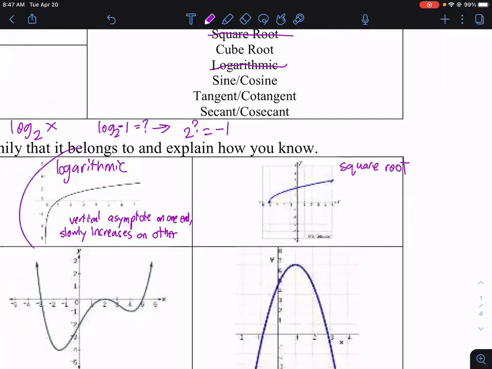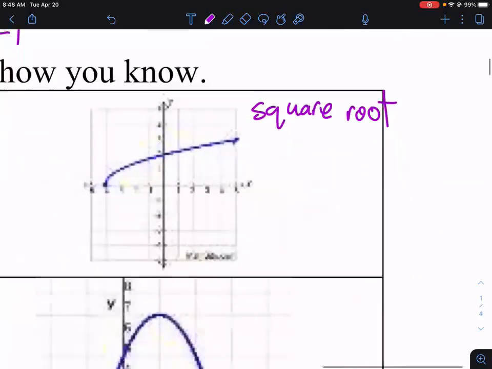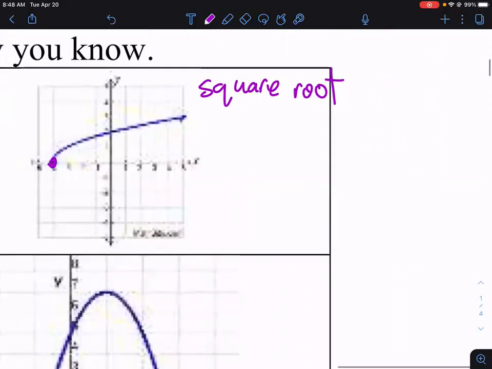People often mix up logarithmic and square root because they both slowly increase on one end. However, the key difference is logarithmic has a vertical asymptote on the other end, while the square root just has a single point. Okay, so that's how you can tell them apart.